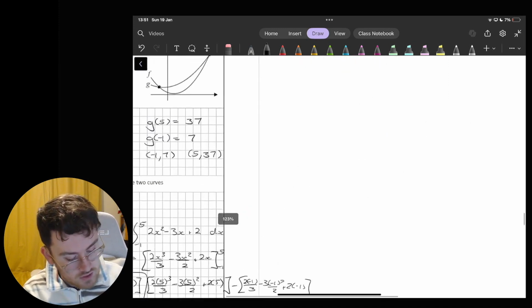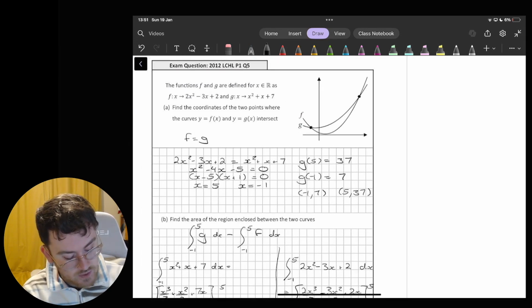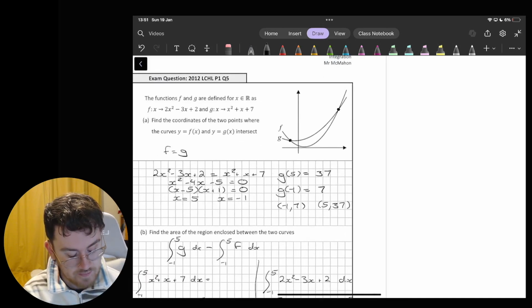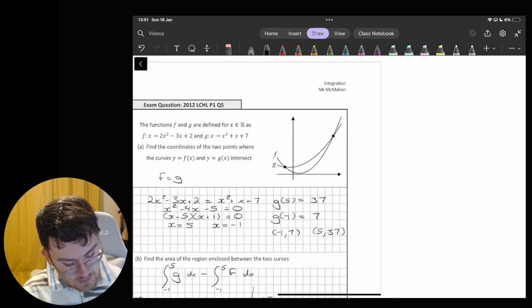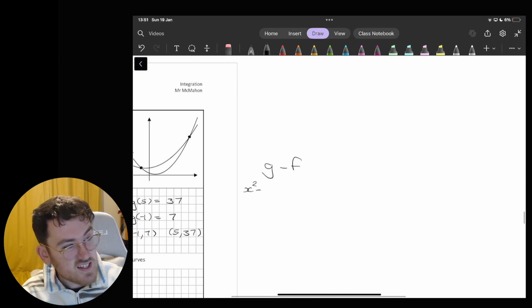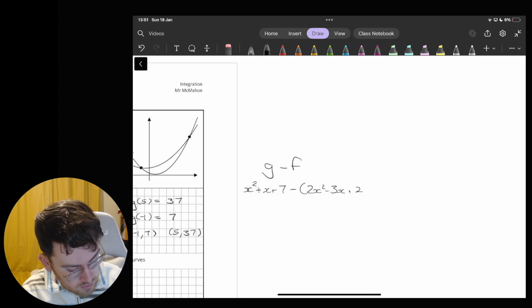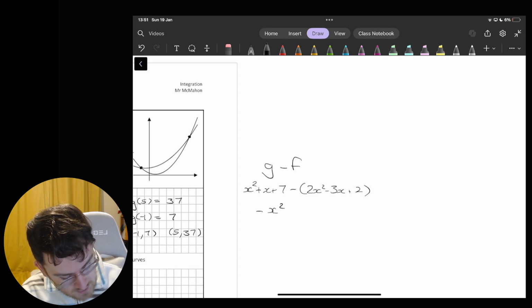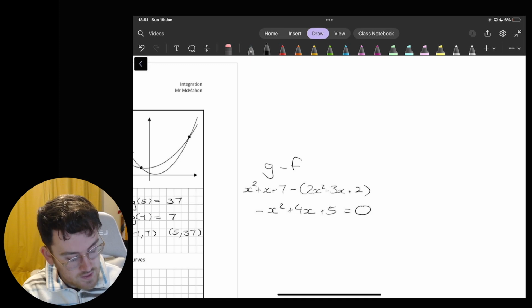Okay, if we try and approach it the other way then, we've already found the intersection function. Sorry, the words were not coming to me there. So it's g minus f is what we want. So x squared minus x squared plus x plus 7 minus 2x squared minus 3x plus 2. That's going to give me an overall answer of minus x squared plus 3x plus 4x minus 2, so plus 5 equals 0.